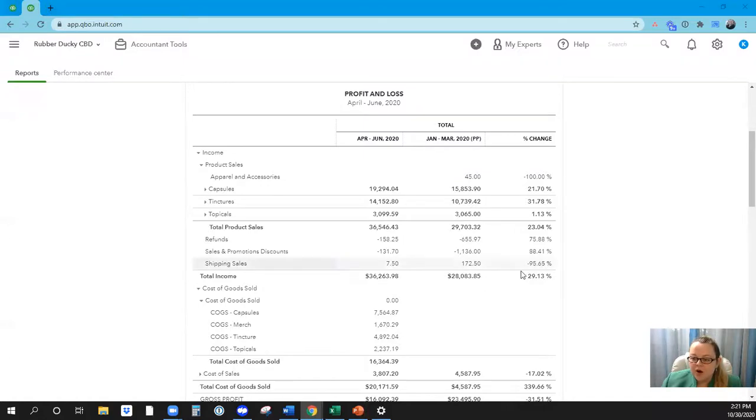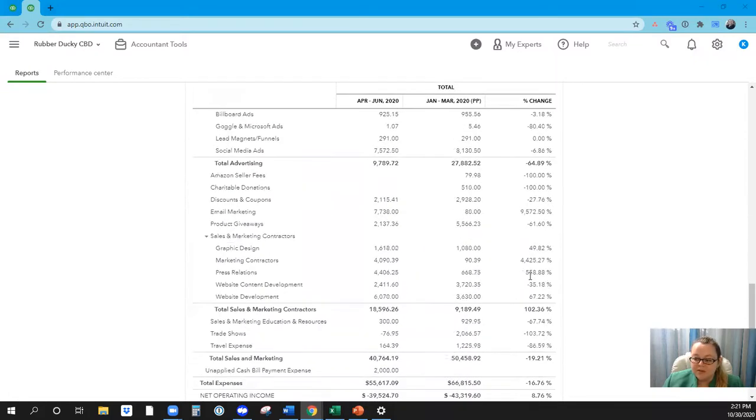Now, while the overall revenue has grown by 29%, we can see that that includes a 23% growth in product sales, with the majority coming specifically from tinctures. So there's something about the way that they are marketing tinctures or the consumer demand in their target market for tinctures that's leading to the growth in that segment. We also compare the total income with the net profit.